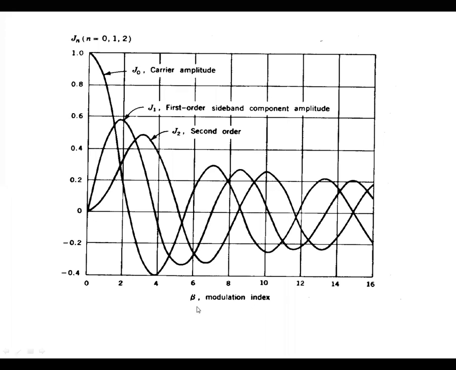These are the even harmonics. 0, 2, 4, 6. The beta value is on the x-axis. On the y-axis, there are the magnitude terms along with the n value.